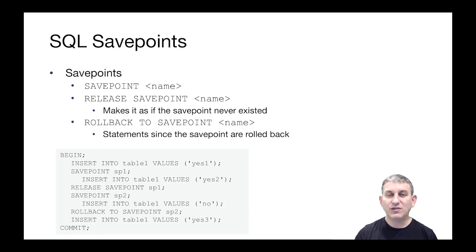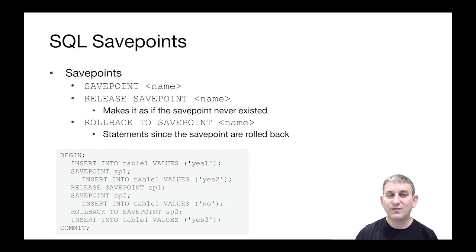So let's look at the example transaction down at the bottom of the screen. It starts with begin, so we know that the next block of SQL statements are all part of the same transaction. We insert into table 1 a value yes1. We issue a save point sp1. We insert into table 1 values yes2, and we release the save point sp1. This has the effect of making it as if there never were an sp1 save point. Now we declare a new save point sp2. We insert into table 1 the string no, and then we roll back to save point sp2.